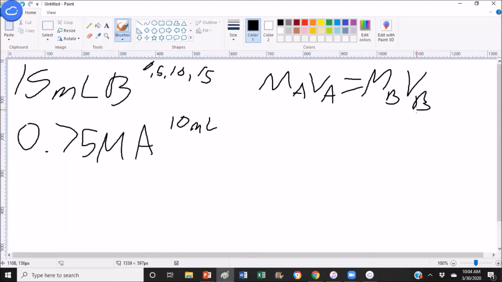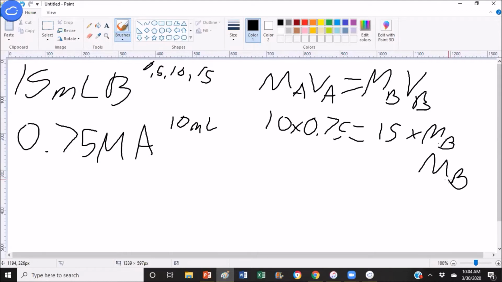So for acid, we have 10 mL of acid with a concentration of 0.75, which neutralizes 15 mL of base. So what is our concentration of base? You divide both sides by 15, and the molarity of base has to be 0.5 molar. We have everything we need to do this now.